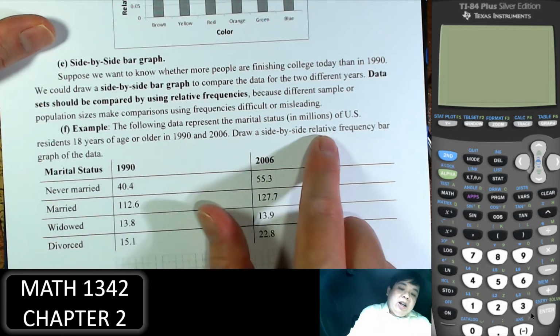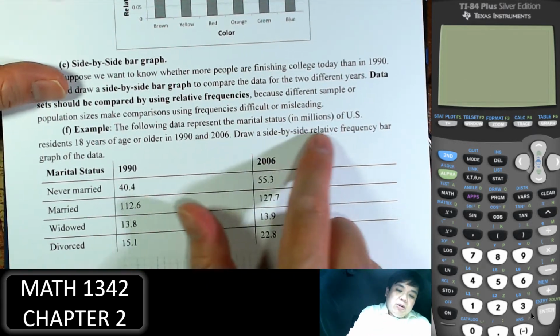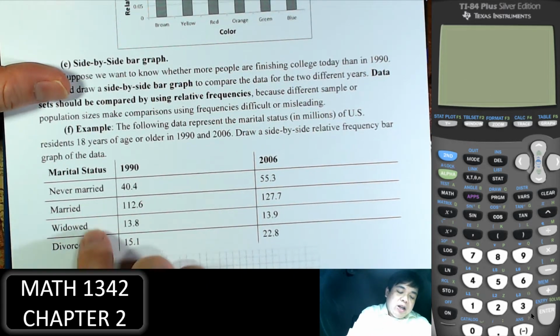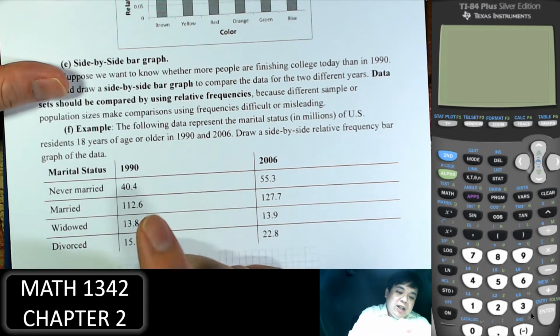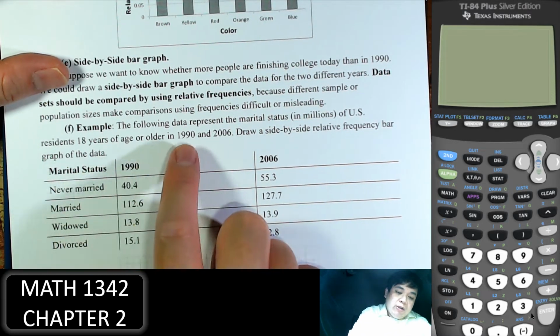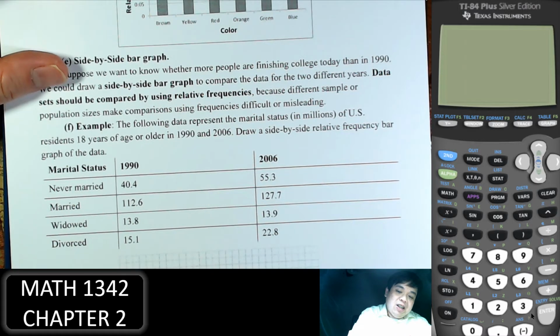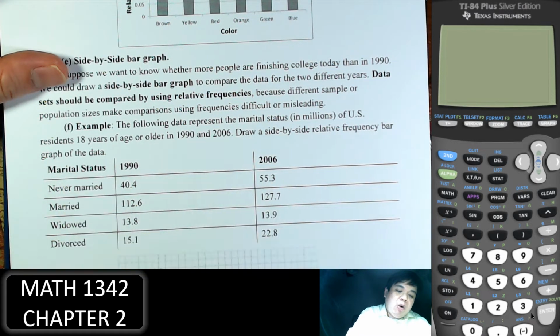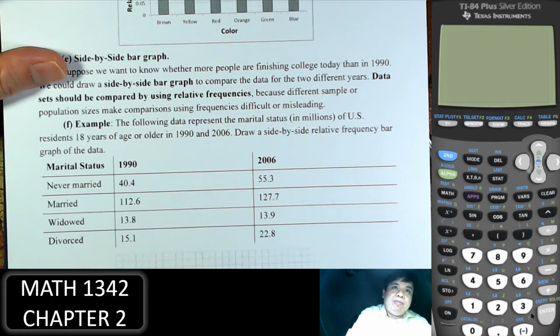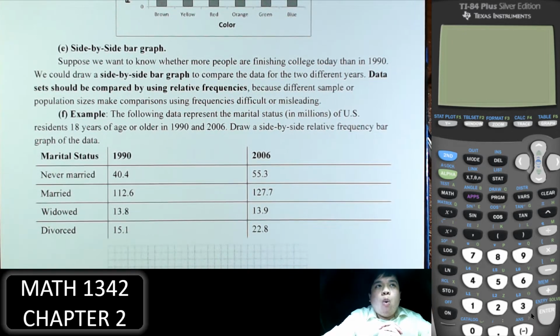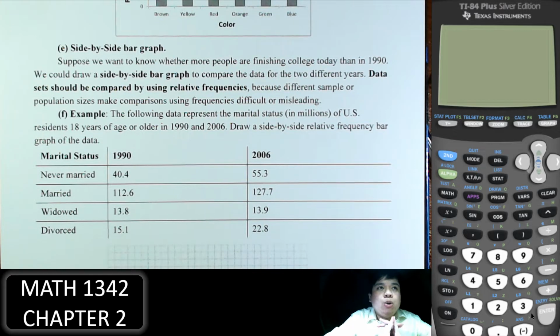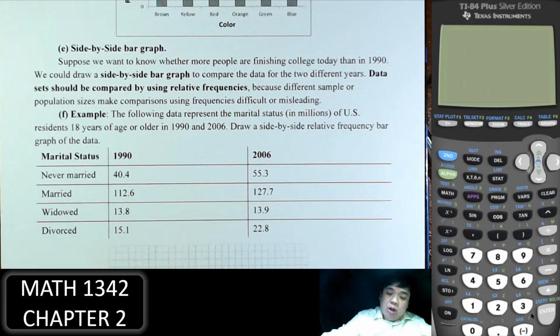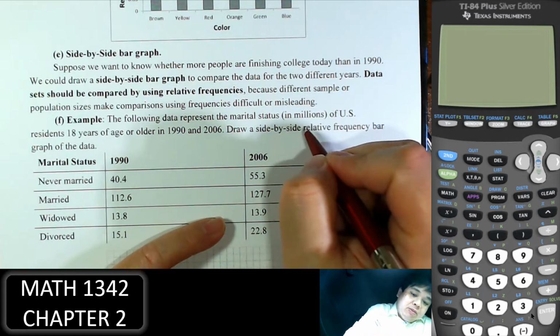The following data represent the marital status of U.S. residents 18 years or older from 1990 to 2006. Draw a side-by-side relative frequency bar graph. Now, the question is, why can't we use the frequency bar graph, but we have to use the relative frequency bar graph?